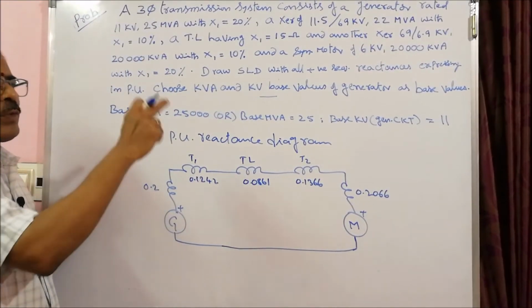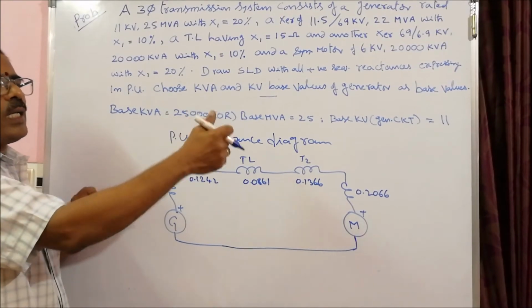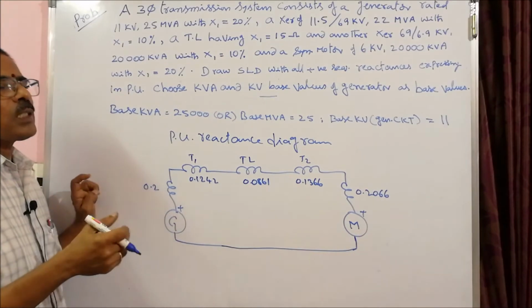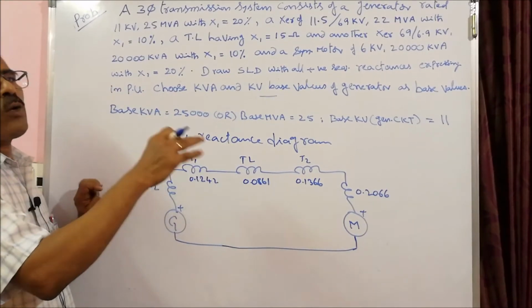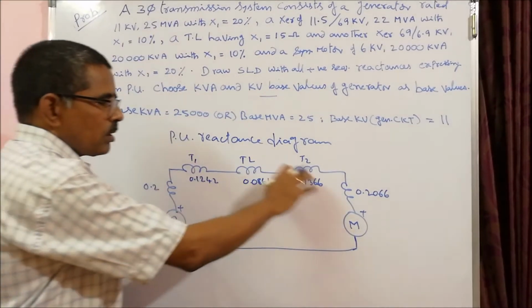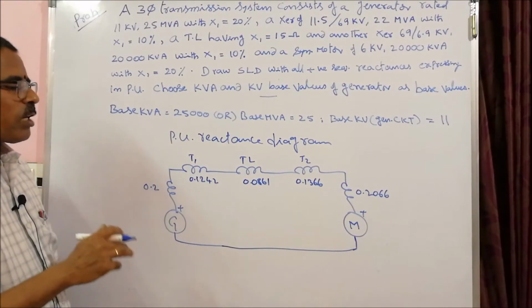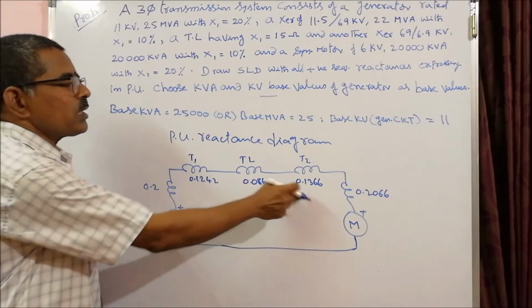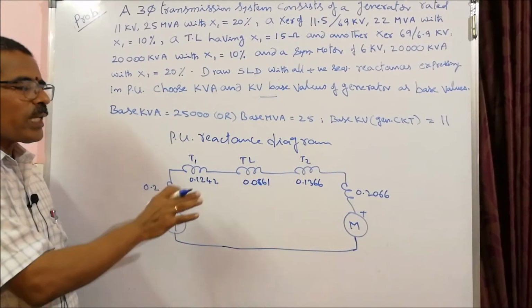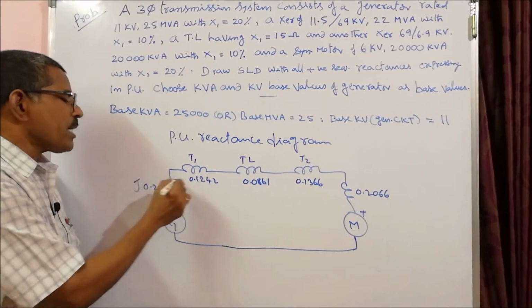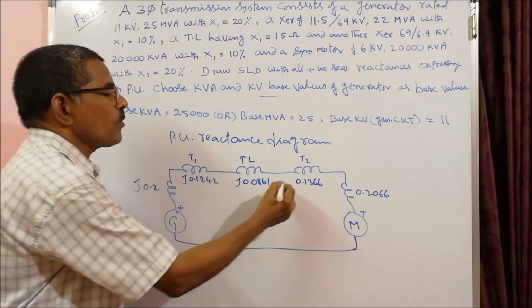So automatically when we select the generator base kV, the other base kVs, the transmission line base kV and the motor circuit base kV are calculated automatically. So this is the reactance diagram. And further I can give you one more clarification. These are all reactances. Resistances are neglected, only reactance values are given. So to be more specific, you should add J to all of these, which is obvious.